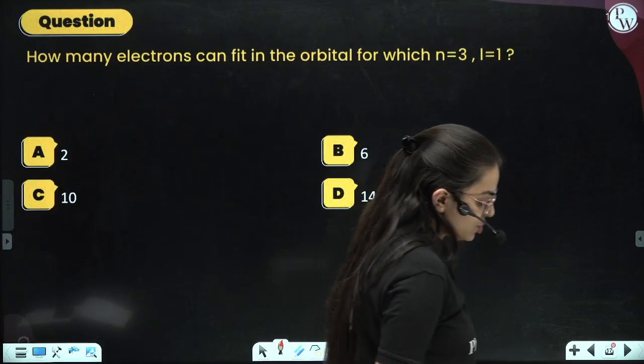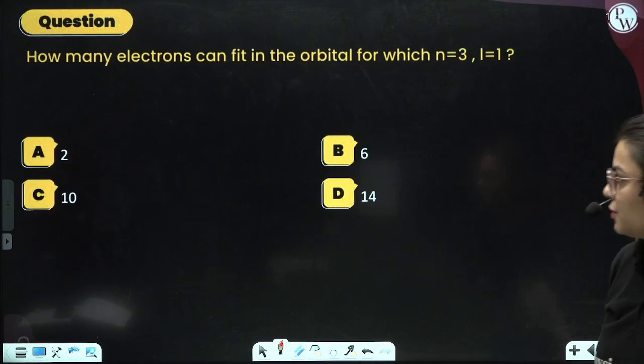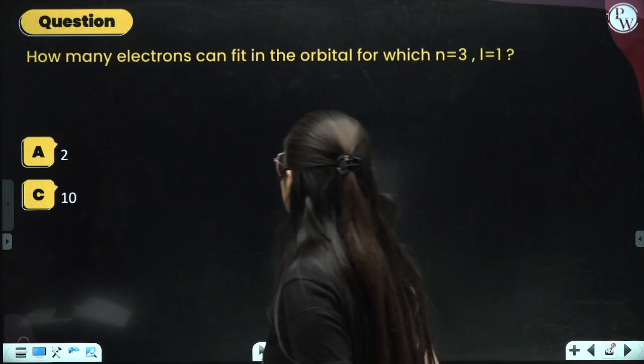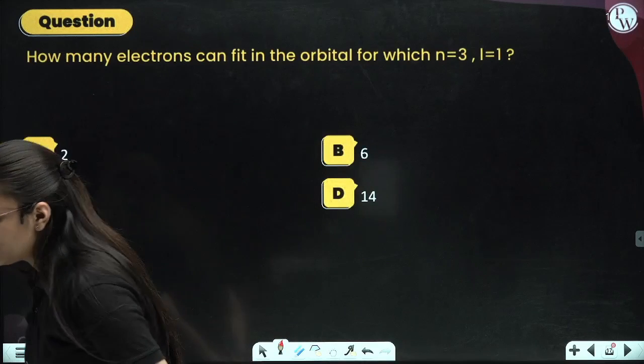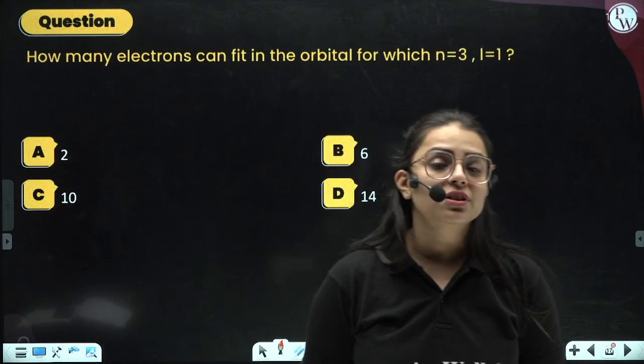Now think about this question very carefully, students. How many electrons can fit in the orbital? I am giving you 2 minutes of time in order to solve this question. It is very simple. First of all, identify the value of n.